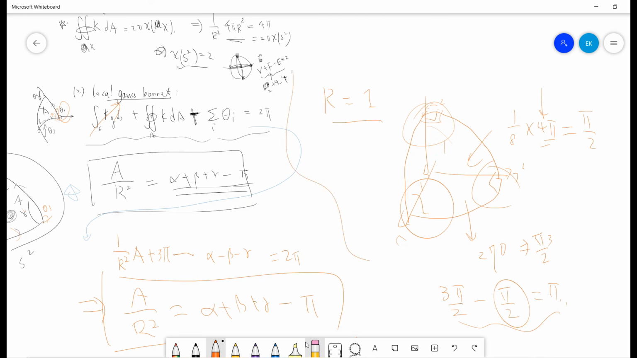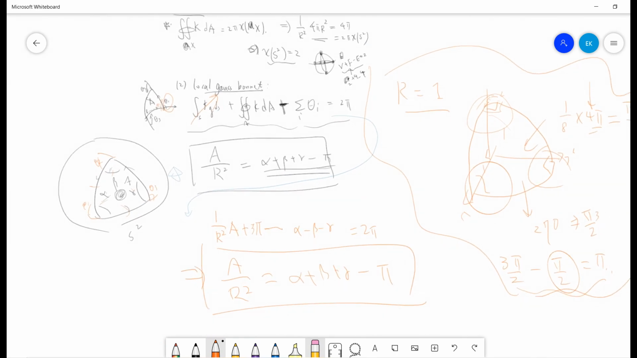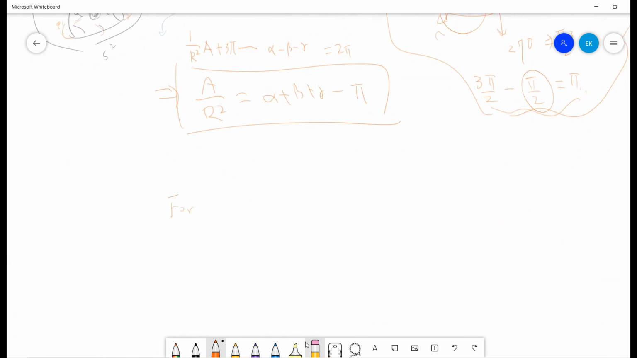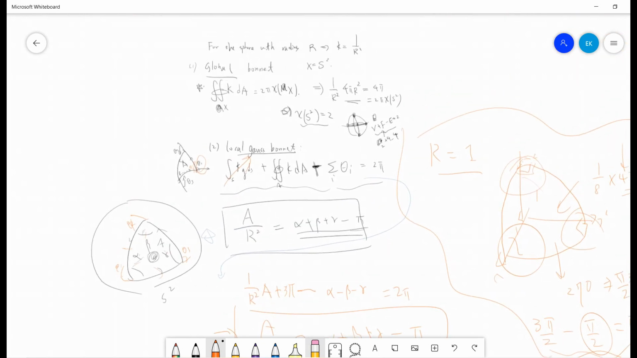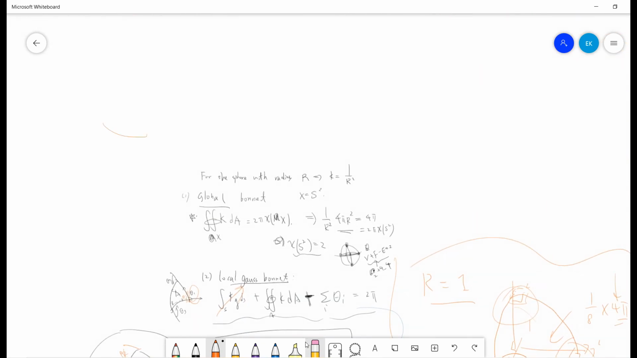Okay, so an easy example. The key point is that for the sphere, the Gaussian curvature is exactly 1 over r squared, and then this result is very beautiful and very easy, because this is a homogeneous space. Next time we can compute the torus, and then we can see other applications of the Gauss Bonnet theorem.